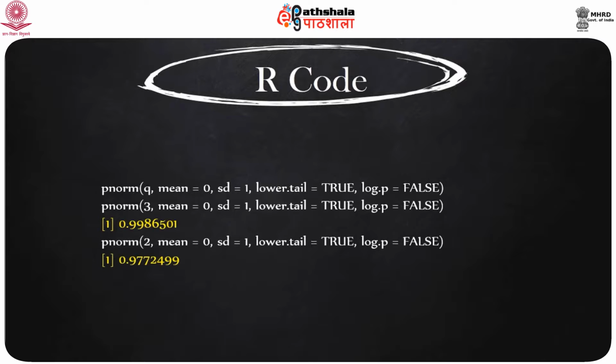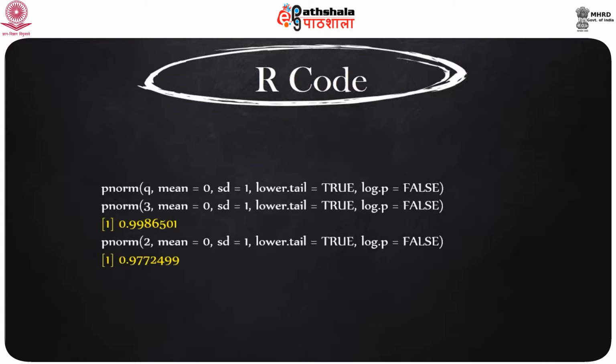The point is provided by us. So, let us take up some particular cases. If we write down pnorm, then within the first bracket 3, comma, mean equals 0 and standard deviation 1, lower.tail equals 0, and then specify log.p equals false, then we will come up with this high probability. We know that it is pretty obvious. Why? Because the tail probability is negligible in the case of the normal probability distribution.